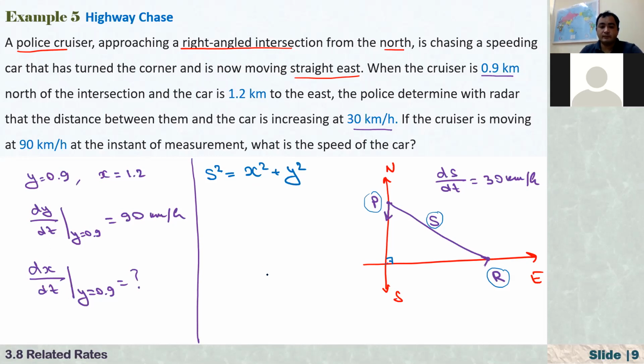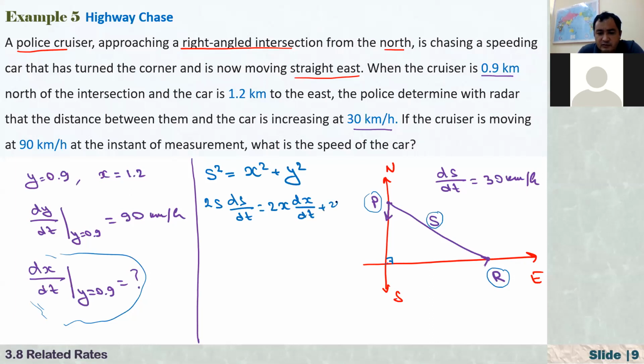Okay, so now what are we going to find? dx/dt when y is equal to 0.9. If we differentiate both sides with respect to t, we have 2 times s times ds/dt on the left. On the right-hand side, we have 2 times x times dx/dt, plus 2 times y times dy/dt.